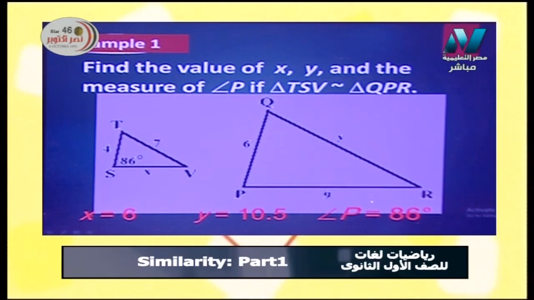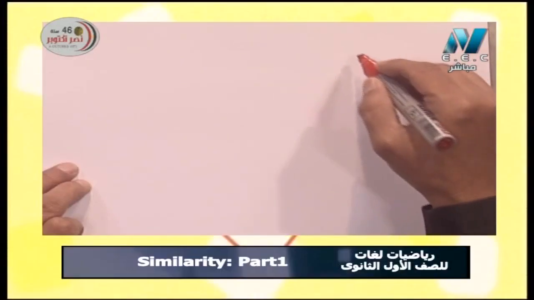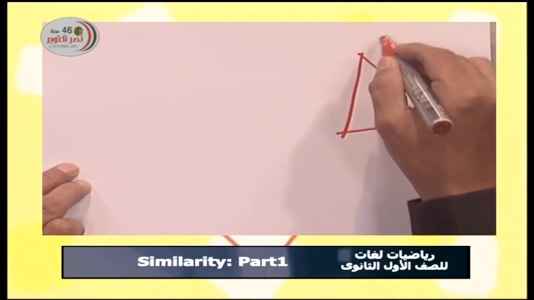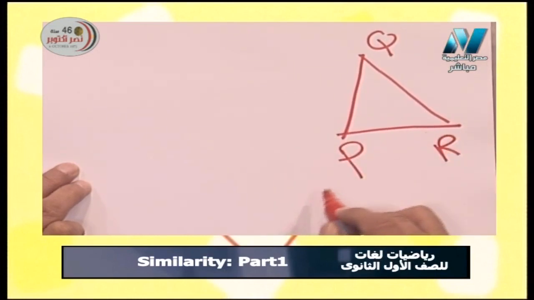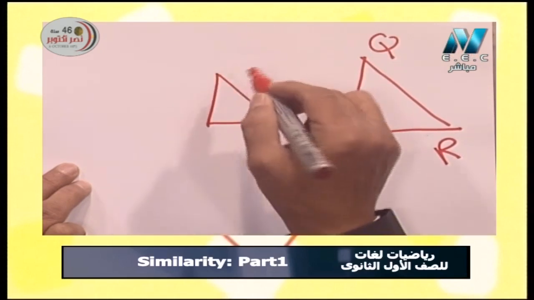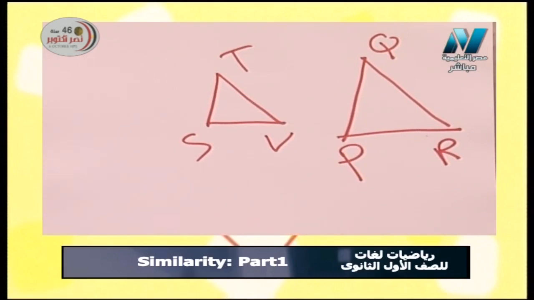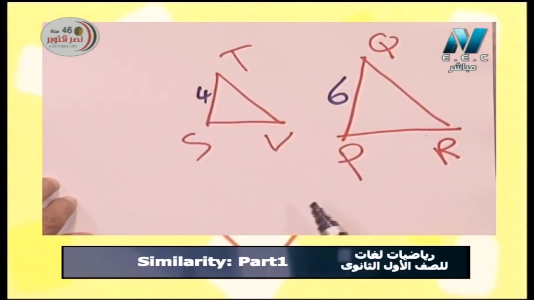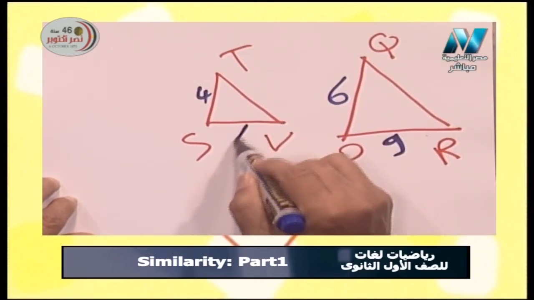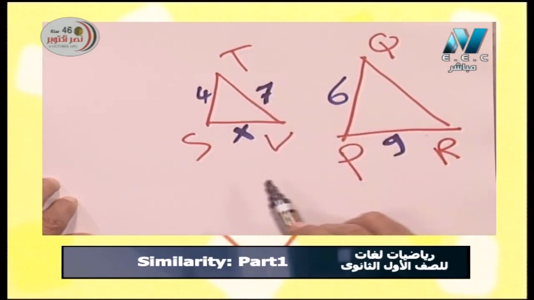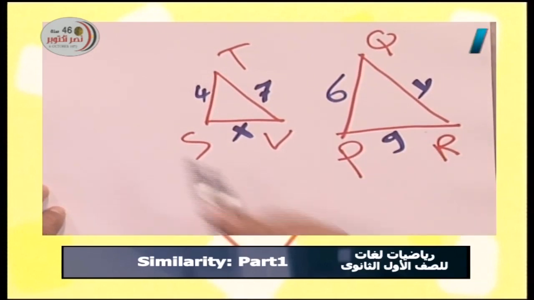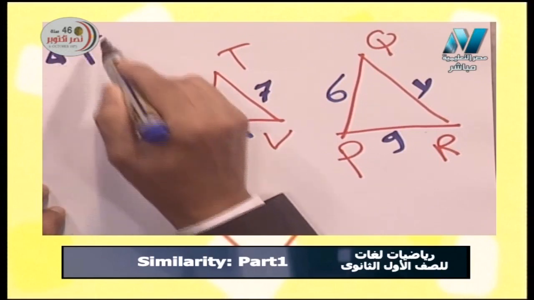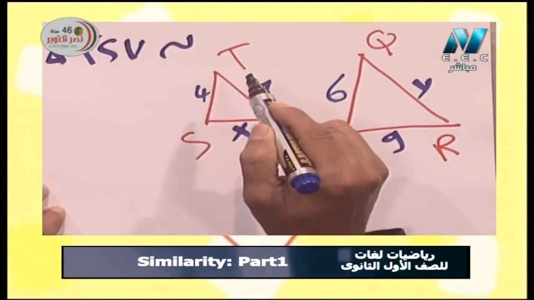And x equals 6 centimeters. Let's explain it here. We have the two triangles. This one is QPR, and the smallest one is TSV. The length of QP equals 6 centimeters. The length of TS equals 4. This is 9, and this is X. This is 7 centimeters, and this is Y. And he told me that the triangle TSV is similar to triangle QPR.